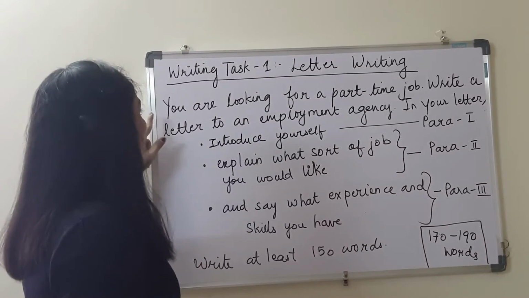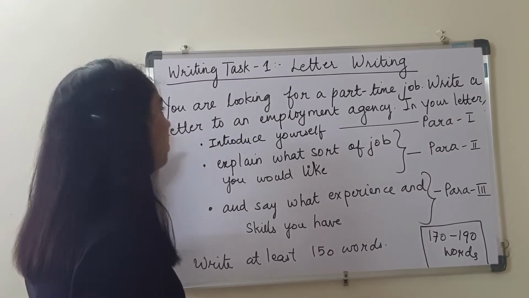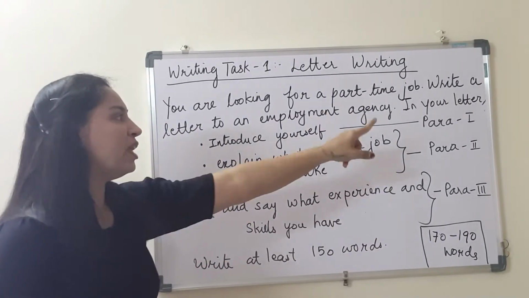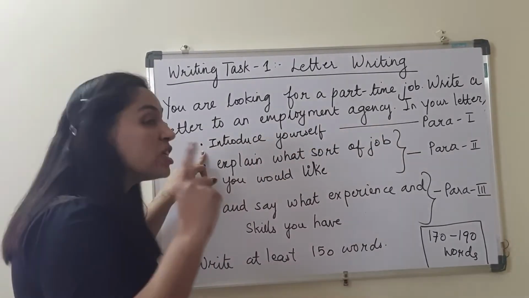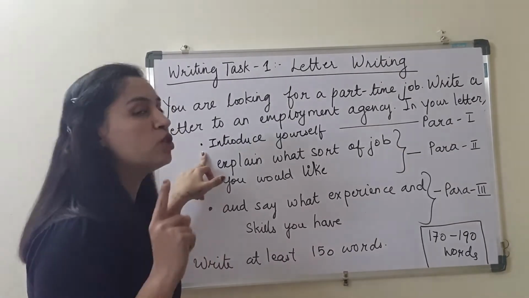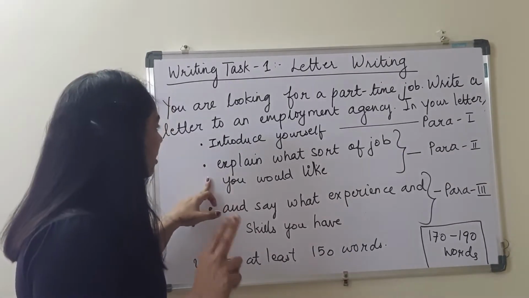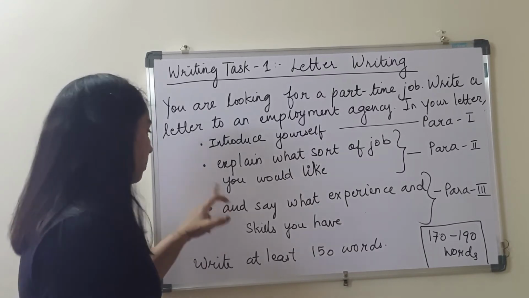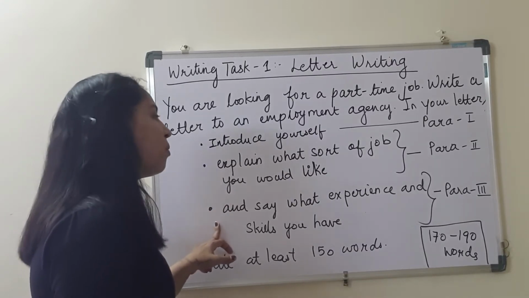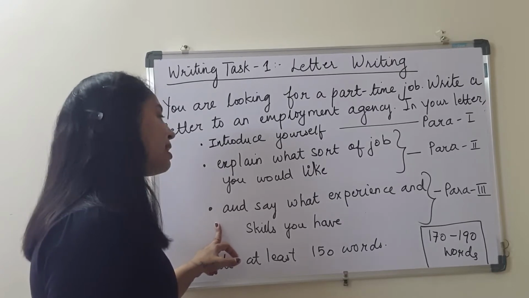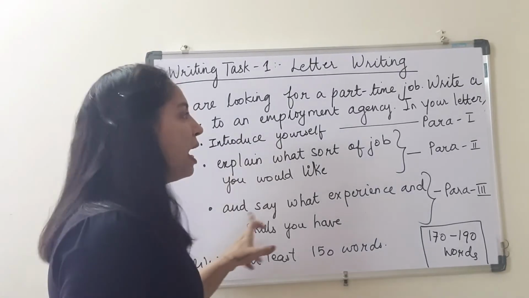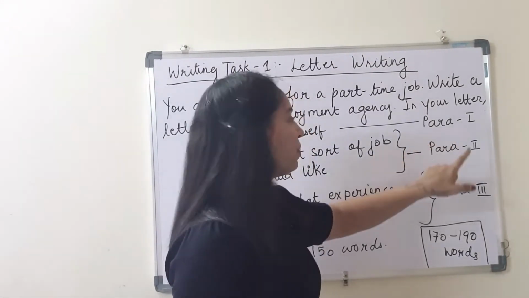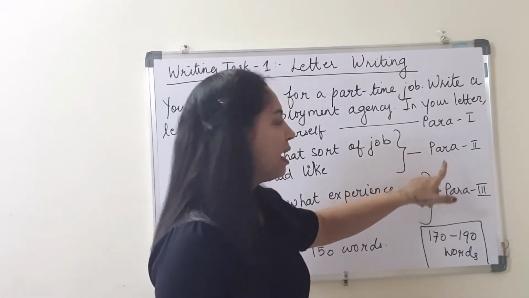The question is: you are looking for a part-time job. Write a letter to an employment agency. In your letter, first, introduce yourself. Second, explain what sort of job you would like. Third, say what experience and skills you have. Here, if you see, I have marked this as the first paragraph, this as the second paragraph, and this as the third paragraph.